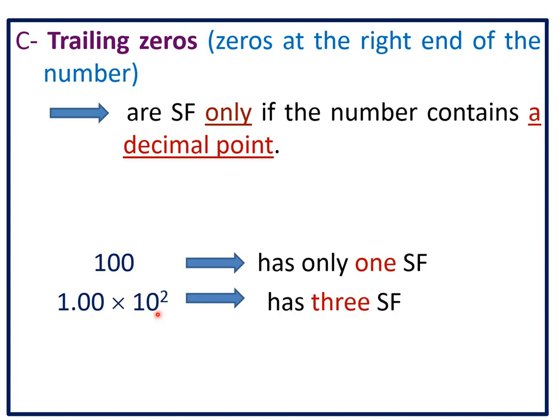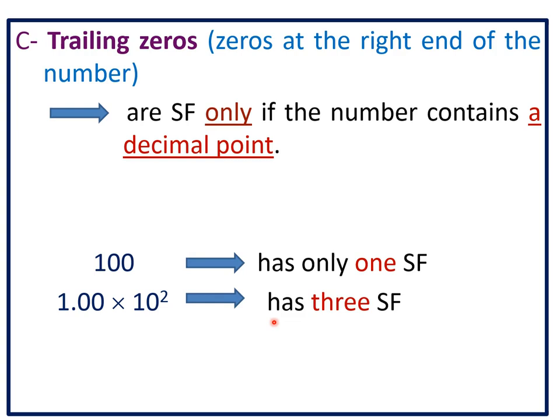Okay, so these are the rules. All non-zeros are significant. Leading zeros are not significant. Captive zeros are significant. Trailing zeros, if a decimal point exists, are significant. If the decimal point is absent, they are not significant. So these are the rules.